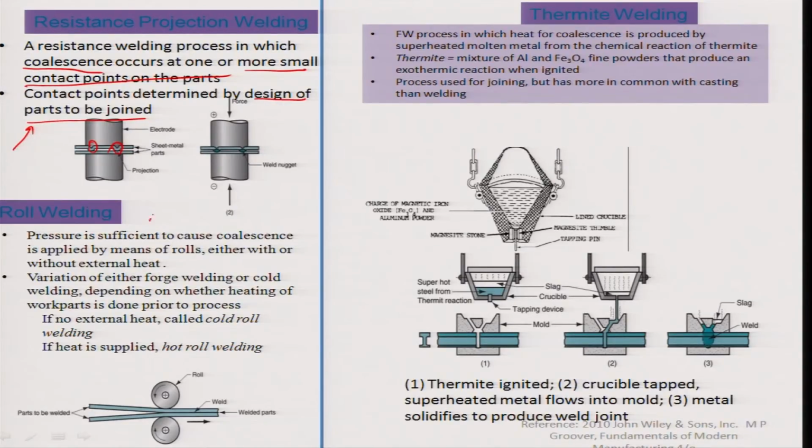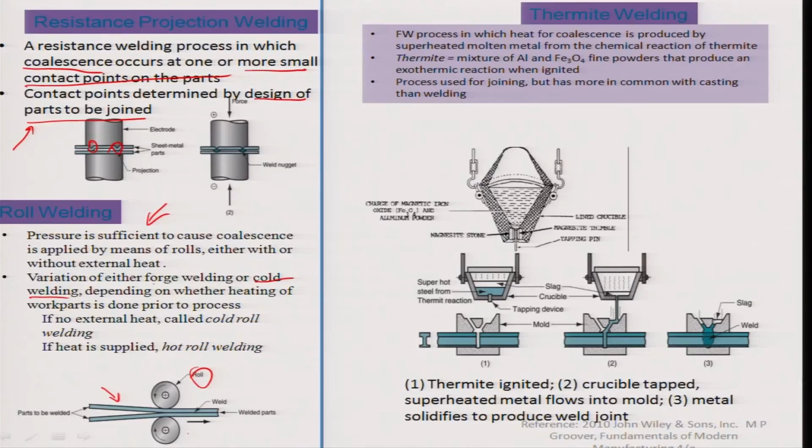There is a roll welding process where it's primarily pressure driven. So pressure is sufficient to cause coalescence, which is applied by the two rolls between which the two sheets which are to be welded are fed in. You can do this process with or without external heat. So the variation of forge welding or cold welding depends on whether the heating of the work parts is done prior to the process. In case it is cold welded, there is no heating.